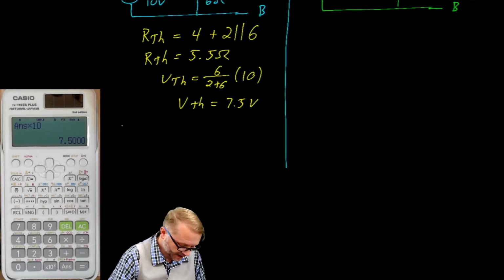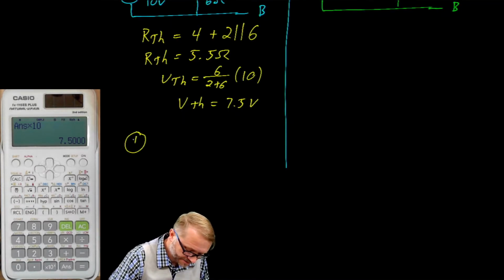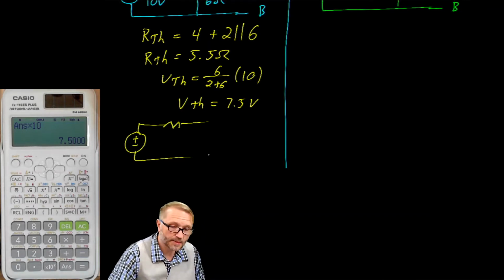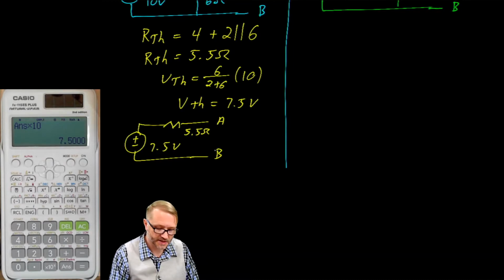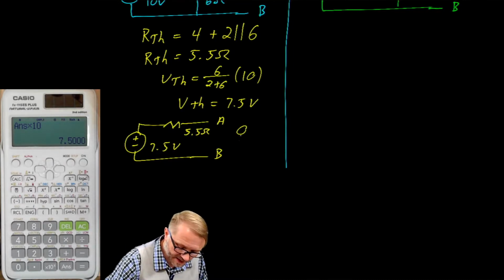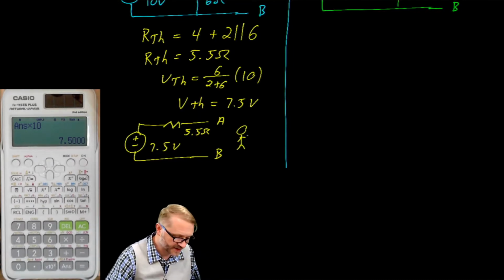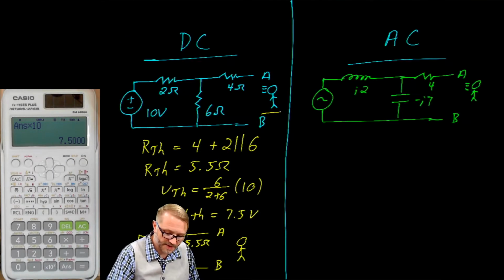When all is said and done, we redraw the circuit, and we claim that the circuit we had up above is the same as a 7.5 volt source in series with a 5.5 ohm resistor. We declare that as our Thevenin equivalent circuit. You, as an observer, cannot tell this circuit apart from the original.